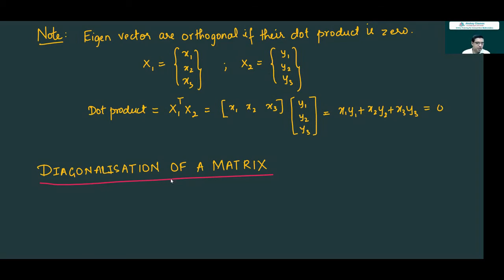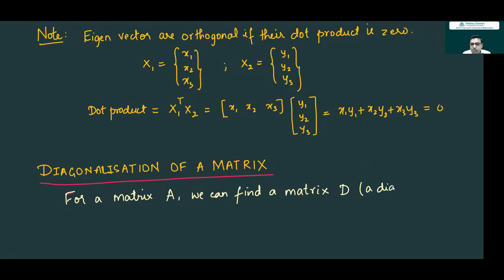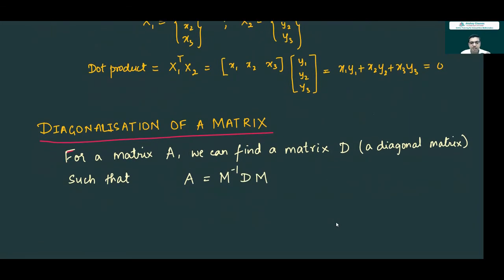Now, for every matrix A, we can find a matrix D, a diagonal matrix, such that A is M inverse D times M. Okay, D is a diagonal matrix.